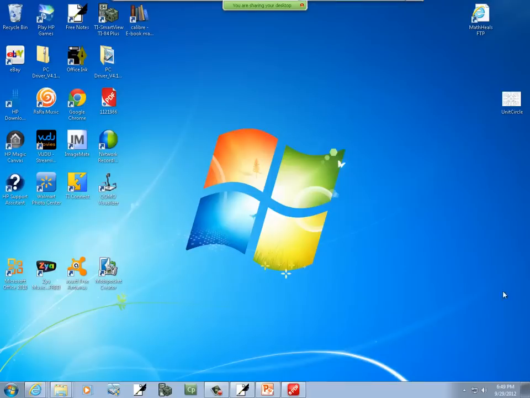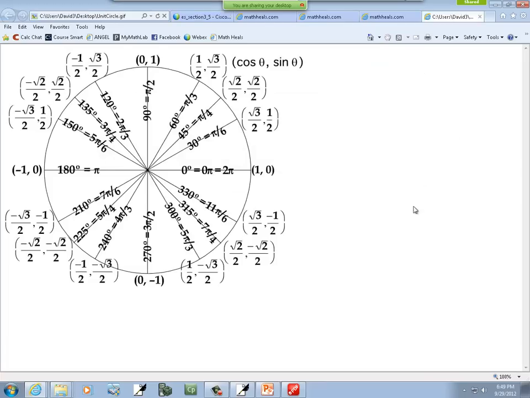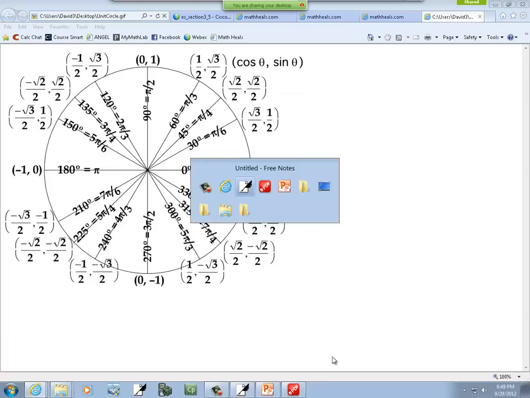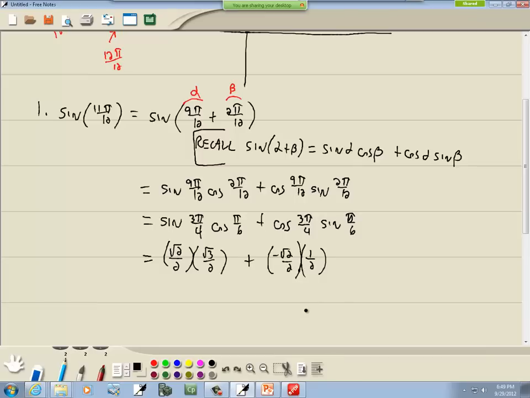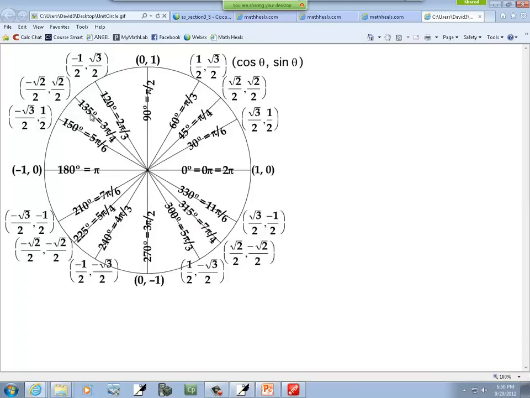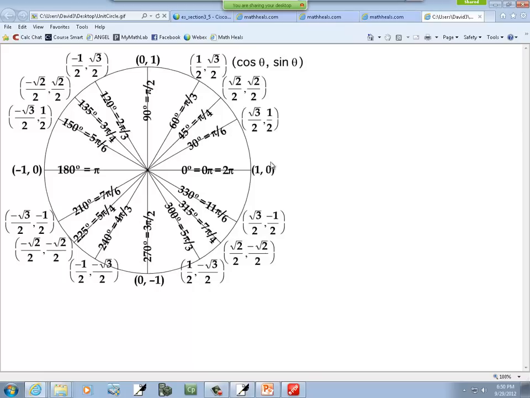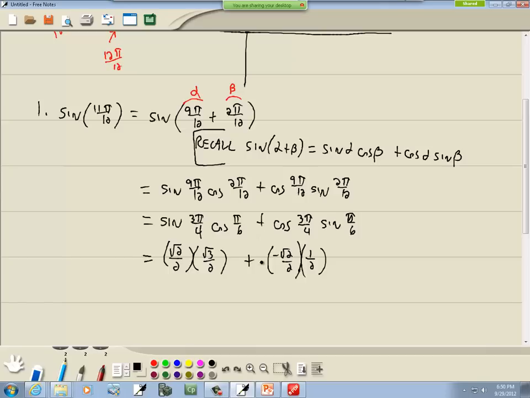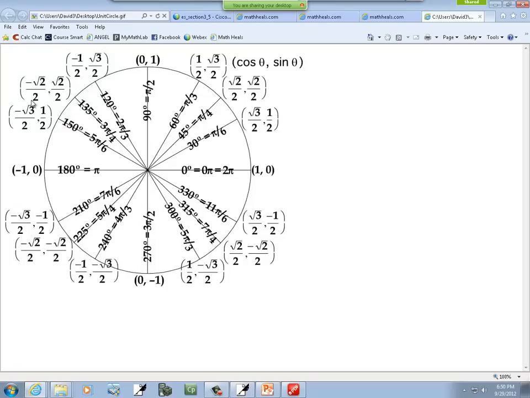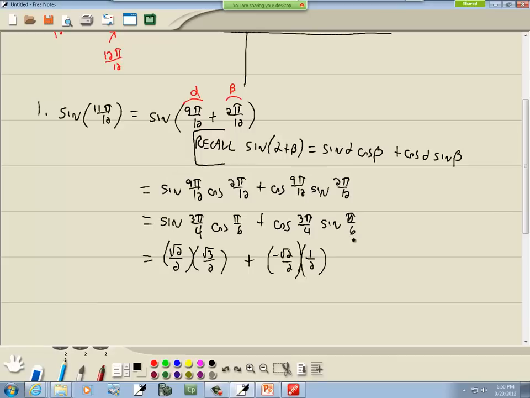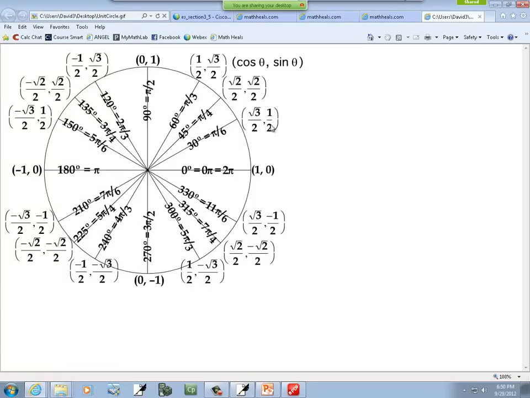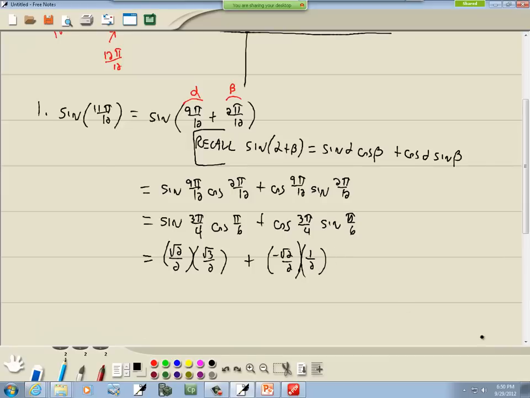Now let me get my unit circle. I should be pointing that out, because if you're not comfortable with it, then you wonder where in the world those come from. Okay, sine of 3 pi over 4. 3 pi over 4, sine is our y, so that's square root of 2 over 2. Cosine pi over 6. Pi over 6, cosine is our x, which is square root of 3 over 2. Over here, cosine of 3 pi over 4. Cosine is our x, which is negative square root of 2 over 2. And sine pi over 6. Here's pi over 6, sine is our y, which is 1/2.